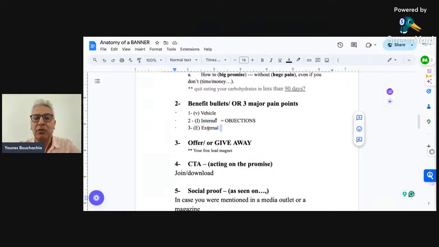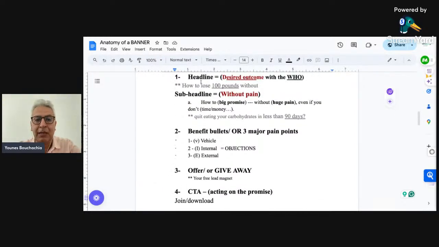And finally, the external, and the external happens to be, most of the time, resources such as time or money. So you are not forced to frame your objections or pain points in vehicle, internal, external. But if you can do it, that definitely makes things more congruent and fluid in terms of how the story is told. So you tell the headline, subheadline, you speak about the pain in three different aspects.